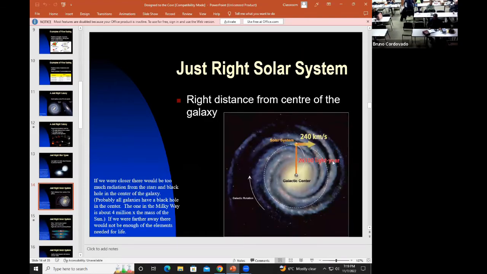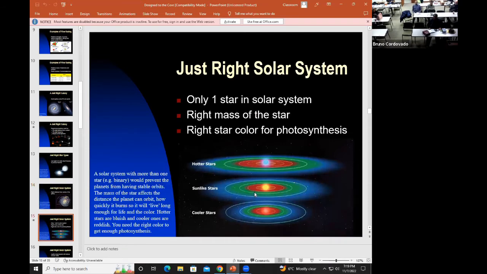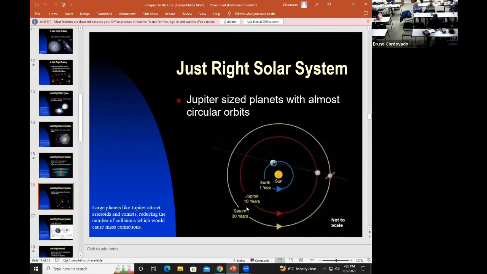The planet with life has to be a certain distance from the center of the galaxy. It can't be too far away or too close. You need to have a solar system that only has one star in the center. Some are binary, and a binary star will prevent the orbit of a planet from being stable. You need a star that's not too hot and not too cold. You need to have an orbit where it's almost a circle. You need to have planets also the size of Jupiter and Saturn in the solar system, because they reduce the number of asteroids that hit planets in the system.